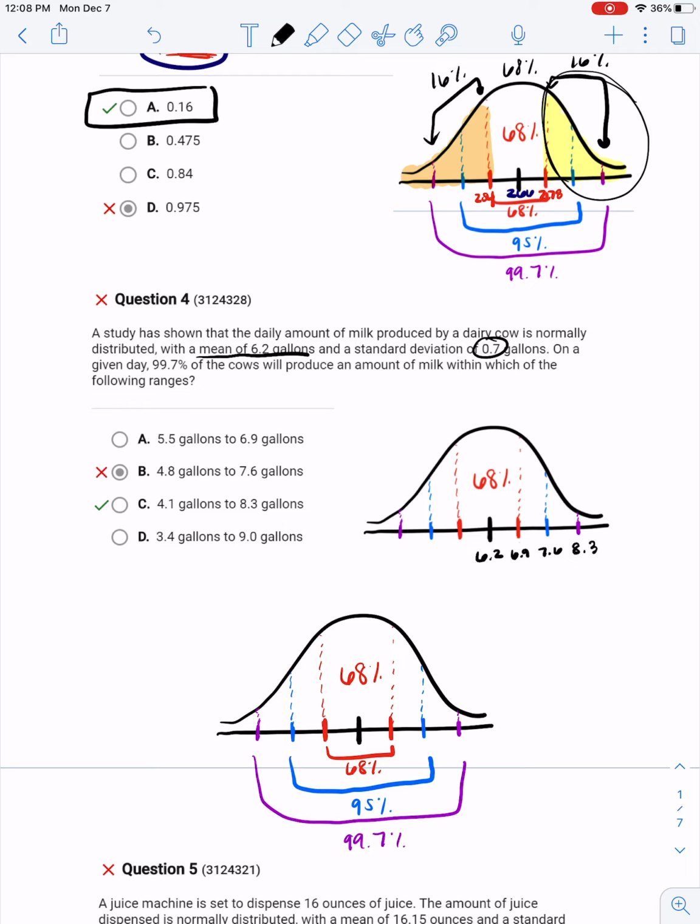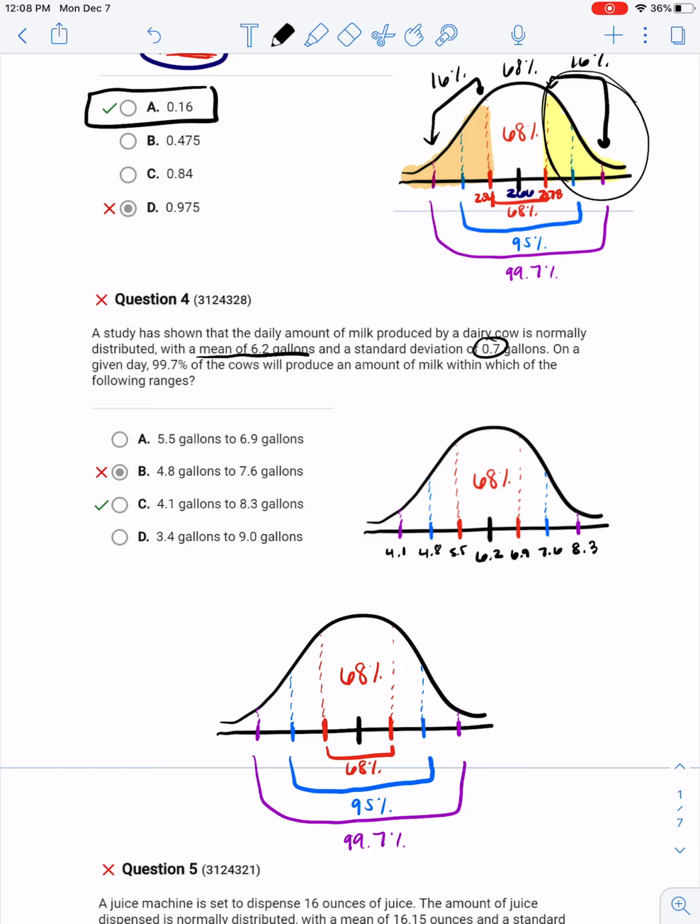Okay. And then I'm going to also go to the left. So 6.2 minus 0.7, my standard deviation, that's 5.5. I'm going to subtract 0.7 again, and I get 4.8. And then I'm going to subtract 0.7 again. I should get 4.1. Yep.